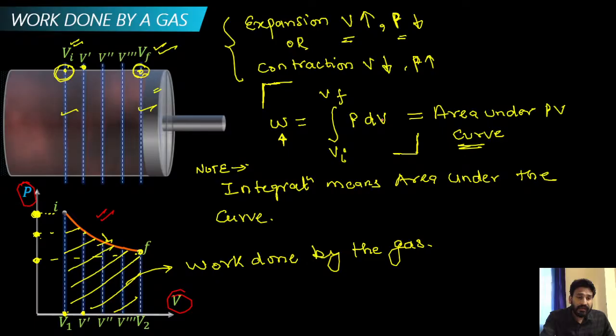So if we have a curve, let's suppose, right? We will discuss today how we can calculate the work done by the gas if we have the PV graph. But you should have the knowledge that if we have the PV graph, then by finding the area under that curve, I can calculate the work done by the gas. Very simple.